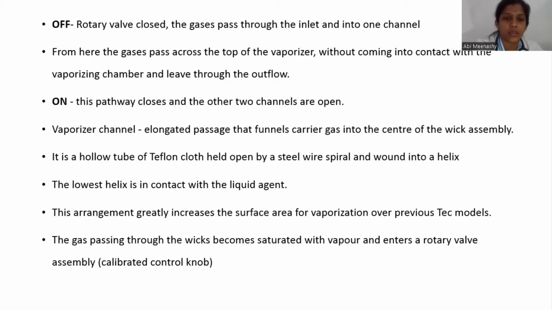The gas passing through the wicks will become more saturated with the vapor and enters a rotatory valve assembly, that is your calibrated control knob. So your control knob decides whether the gas will go inside the vaporizing chamber or not. If it is closed, it will just go straight over the top of the vaporizer. It will never come in contact with the liquid anesthetic agent. If it is open, 2 channels will open, bypass and vaporizer. You know how it happens, and the mixture leaves.